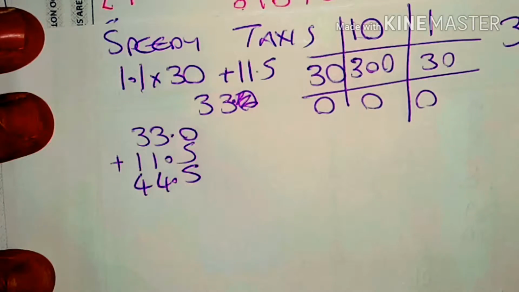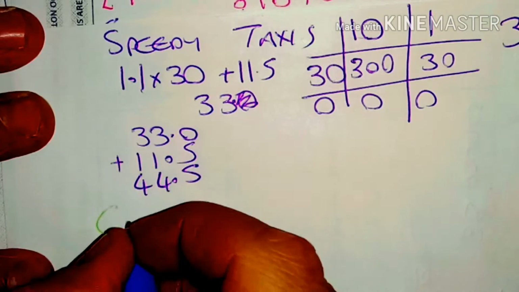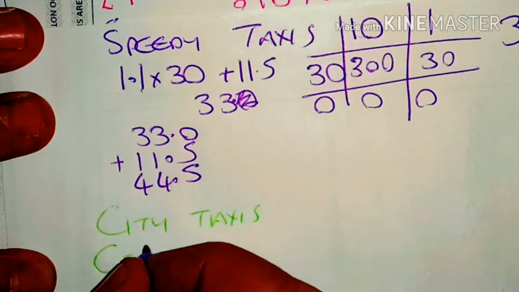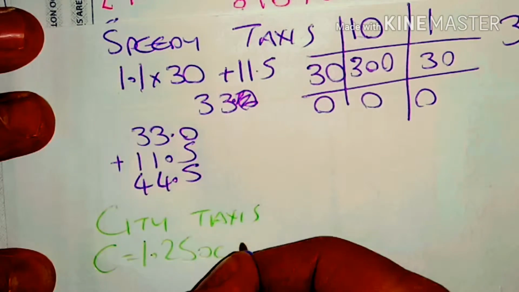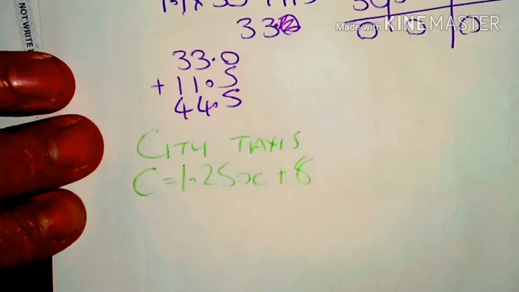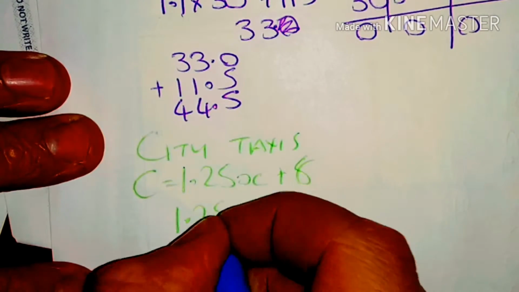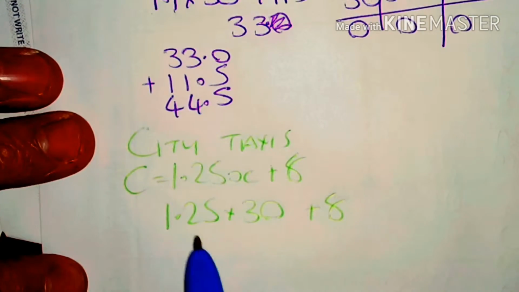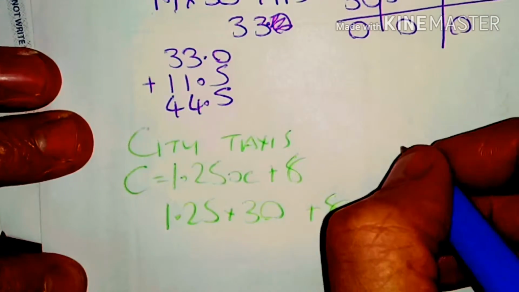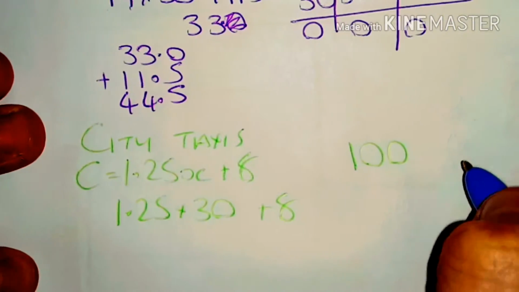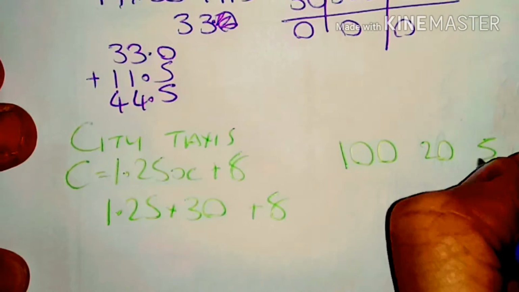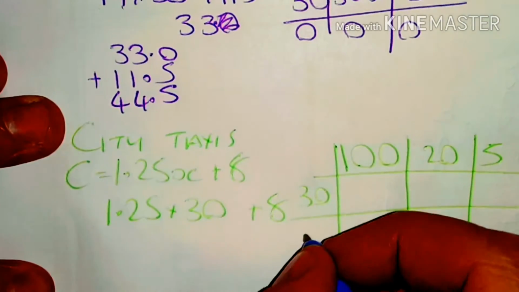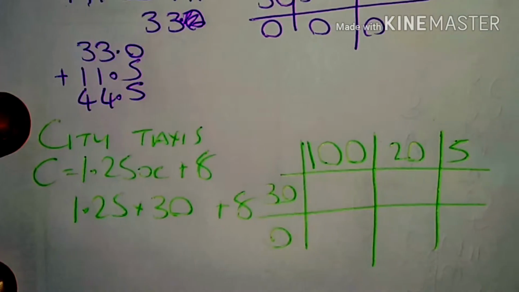Okay, it's going to be City Taxi, which is actually C equals 1.25x plus 8. This kind of hasn't come up. So it's 1.25 times 30 plus 8. Right, so I have to do 1.25 times 30. I'm going to treat it as 125, and 30 and a 0.